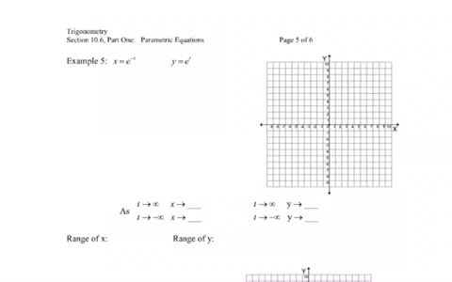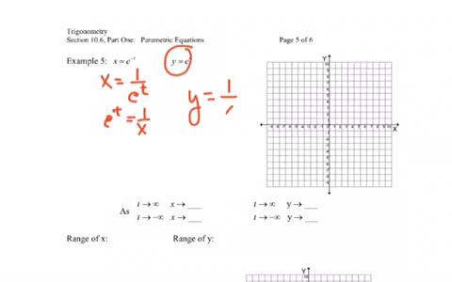So here's another one. We want to eliminate the parameter. So first of all, I'd probably rewrite x here as 1 over e to the t using my exponent rules. And then I can see that that means e to the t would be 1 over x. So now I can substitute that into this equation, so that will tell me y now will equal 1 over x. And we know that y equals 1 over x looks like this, but the question is, do we get that entire graph?